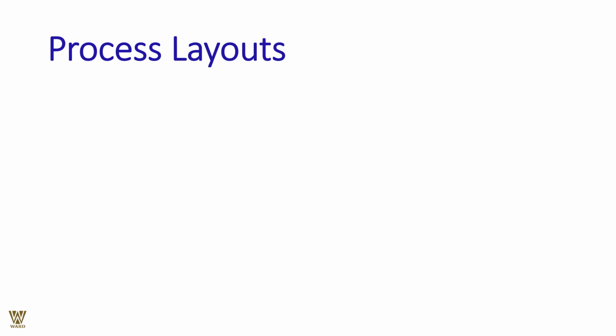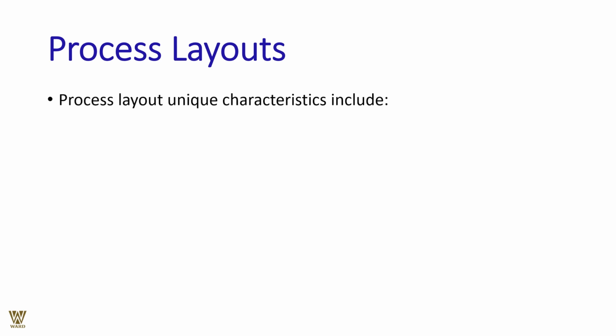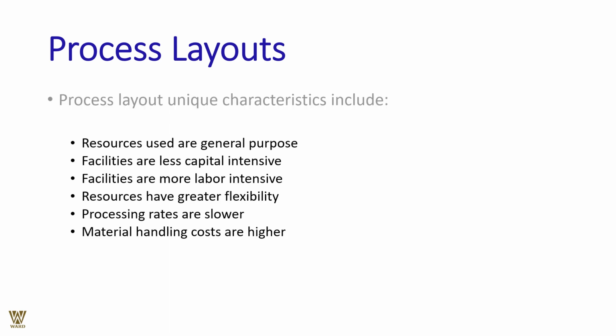Let us understand the process layout here. Process layout has unique characteristics, and it includes basically clubbing each activity under one simple head or under one premises. For example, resources are used as general purpose. Yes, we are talking about facilities that are less capital intensive or more labor intensive. Resources which are flexible, absolutely.